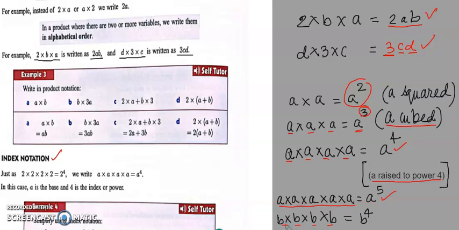For that matter, any alphabet multiplied repeatedly any number of times, we count the number of times it is multiplied and that power is given at the top. So this will be pronounced as b raised to power 4.